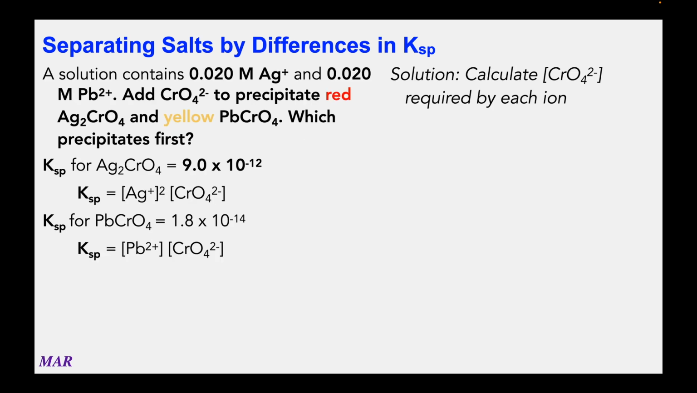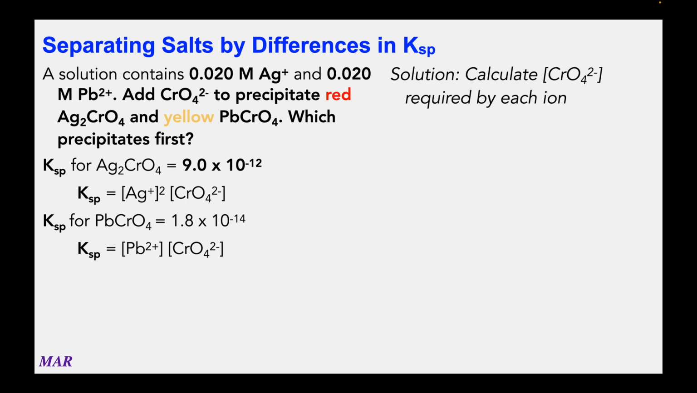Let's pretend that we have a 0.020 molar silver plus and a 0.020 molar lead 2+. And what we want to do is we want to add chromate to this combined solution. And we're going to know what we add because if you make silver chromate, Ag2CrO4, it's kind of a red color.